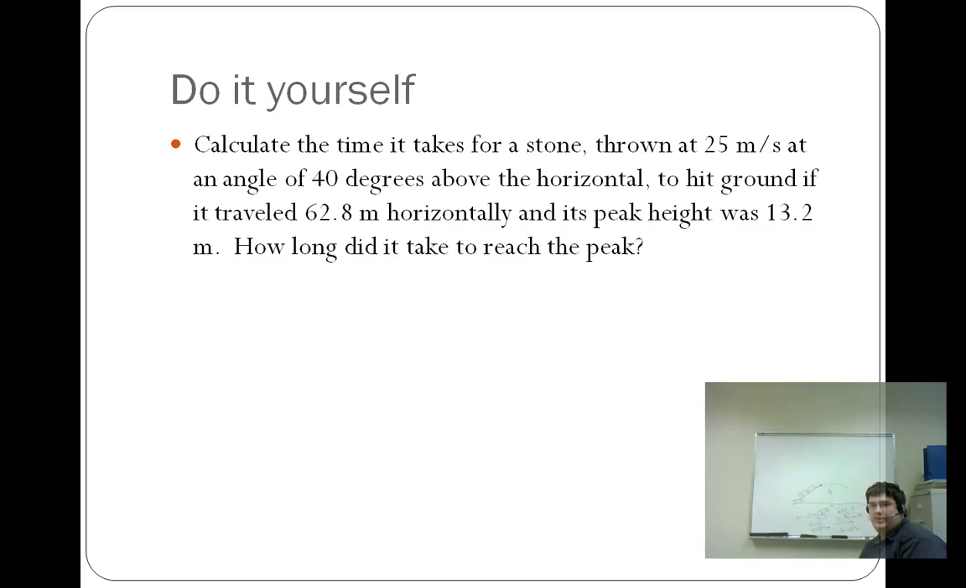Calculate the time it takes for a stone thrown at 25 meters per second at an angle of 40 degrees above the horizontal to hit the ground if it traveled 62.8 meters horizontally and its peak height was 13.2 meters. So you're attacking this one a little bit differently than the one I did, but all the work is going to be the same. So please pause the video and do the work, and I will hear from you in another couple minutes.